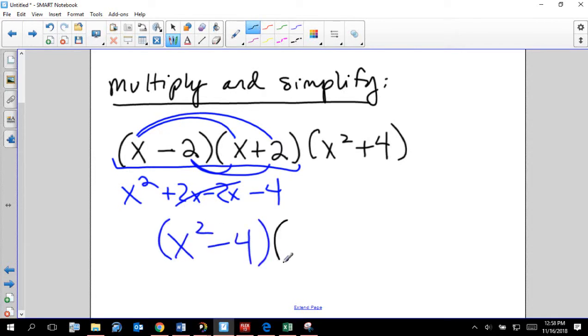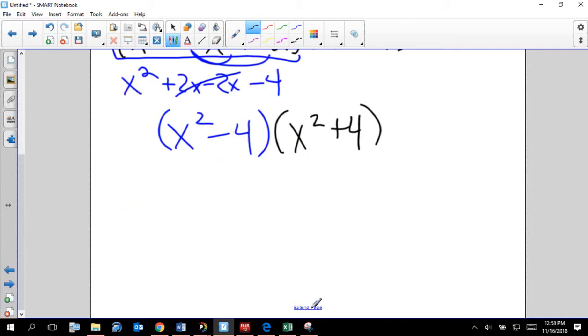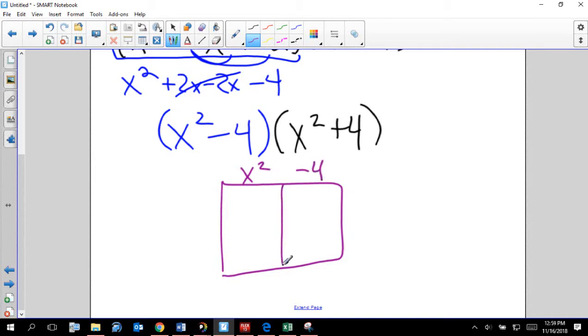And then I need to bring down x squared plus 4. Now we have to multiply those together. When I go to multiply those together, I could use my FOIL method again if I want. Or maybe I'll show you a different method, which I probably showed you in class. Remember there's this box method if you'd like to use this. There's an x squared minus 4, and then the other side there would be an x squared and a plus 4.